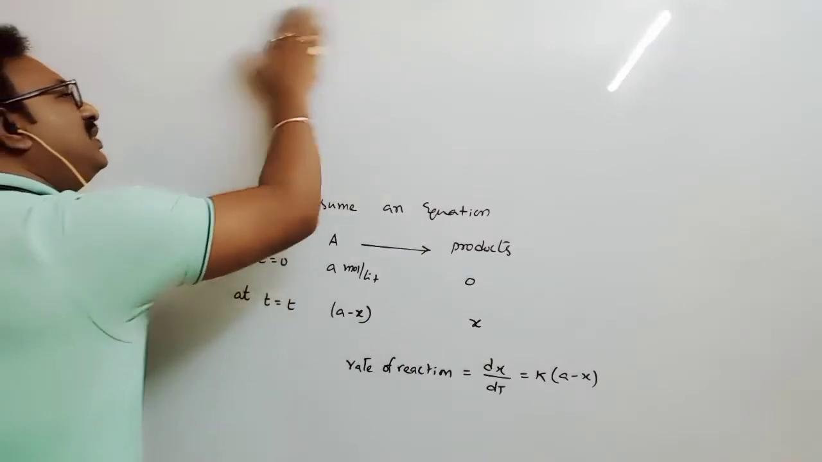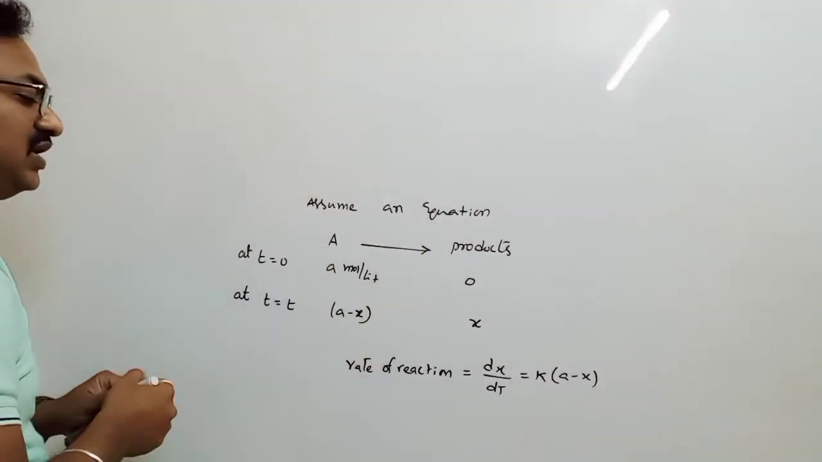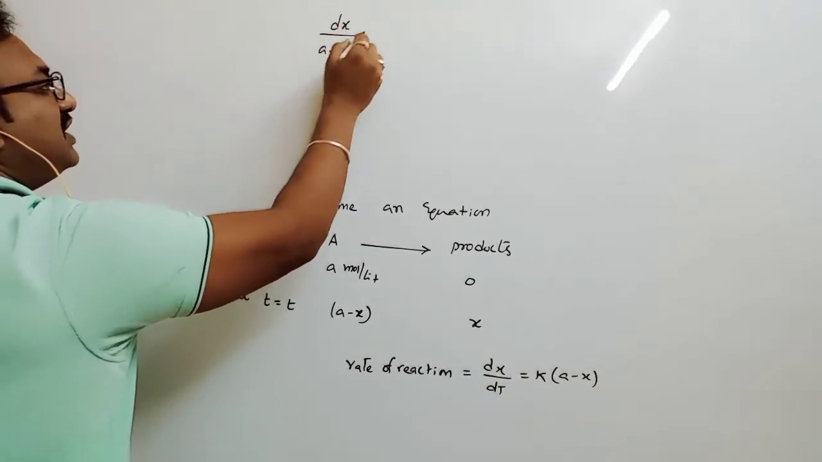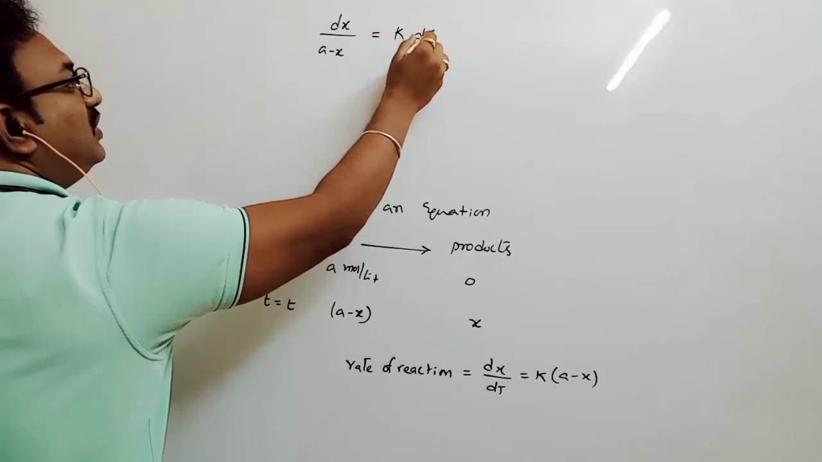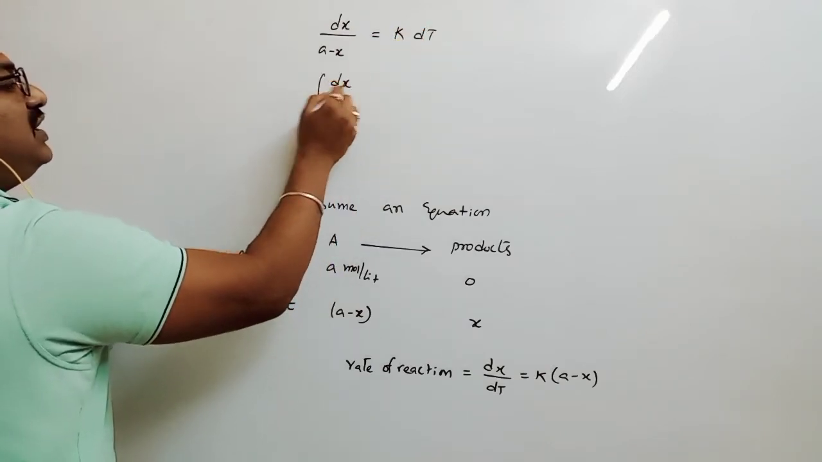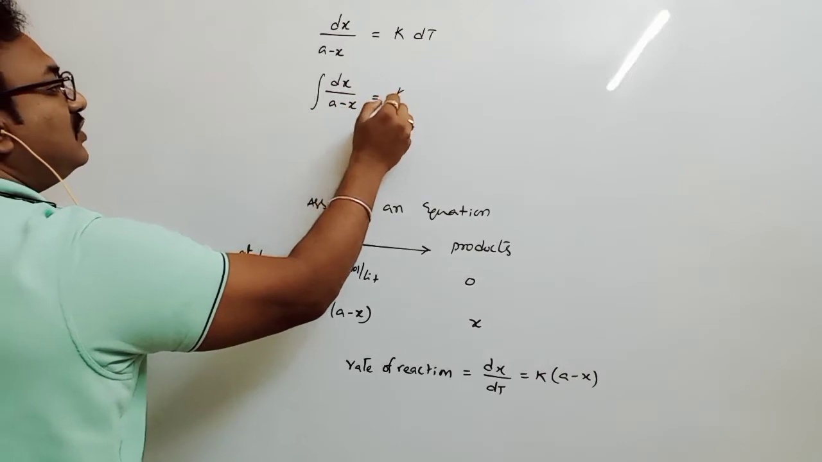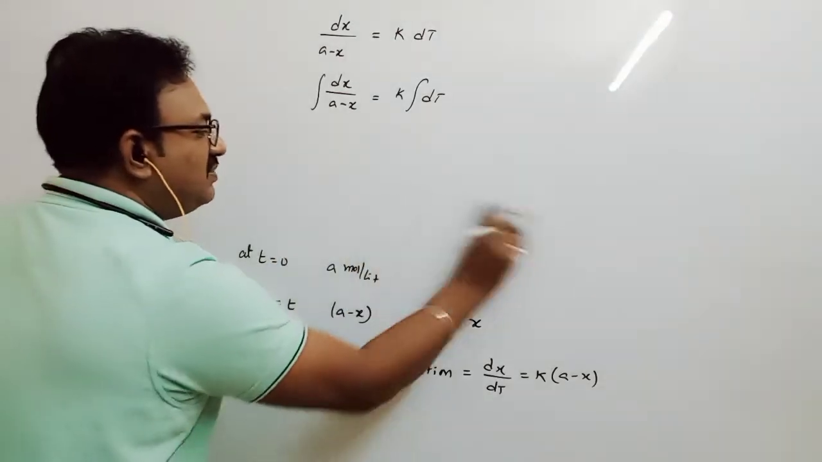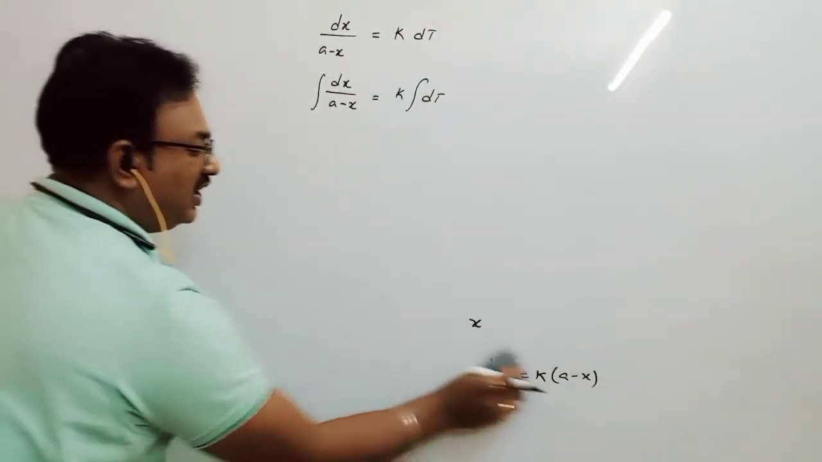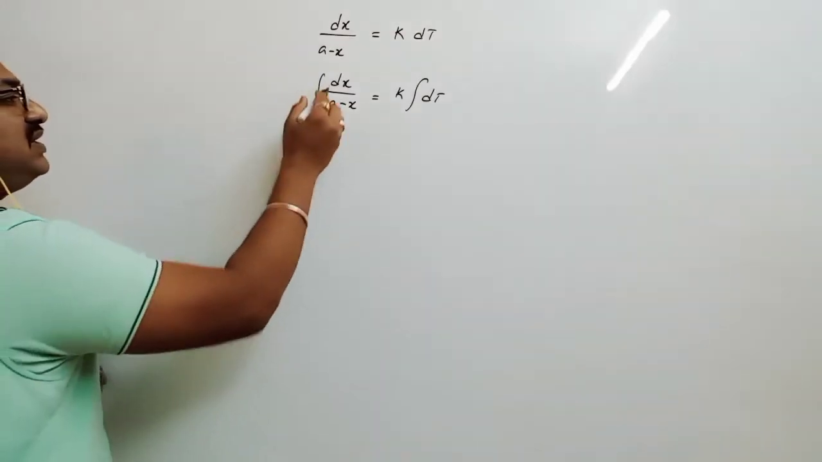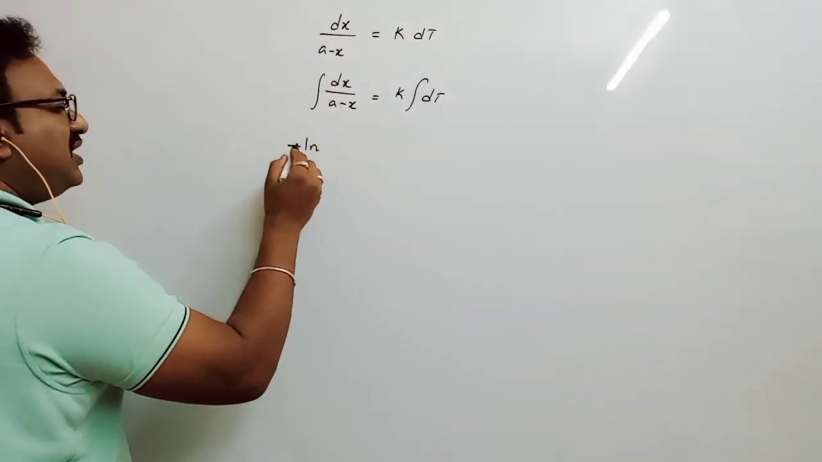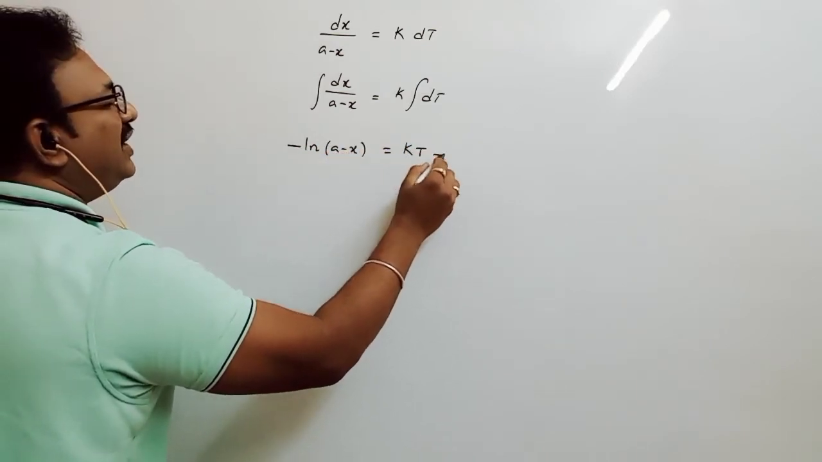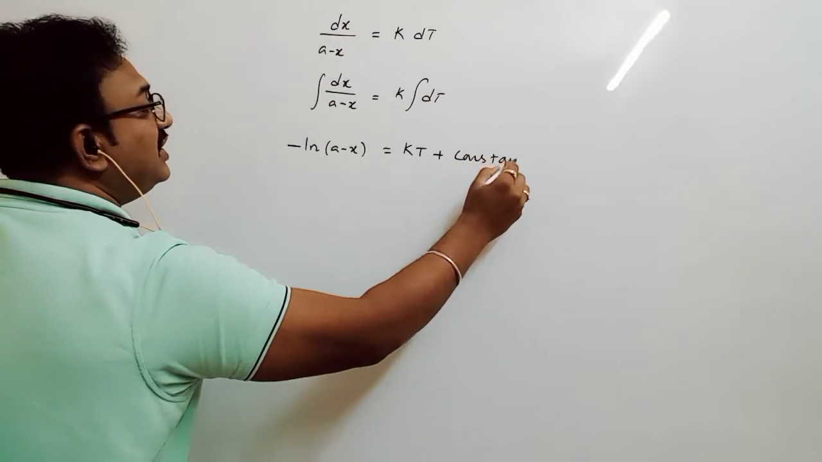So writing from the top, you can write that expression as dx by (a minus x) equal to k dt. Now integral dx by (a minus x) is equal to k integral dt. ये सॉल्व करने से कितना आएगा? Minus log to the base e of (a minus x) is equal to kt plus constant, the integration constant.